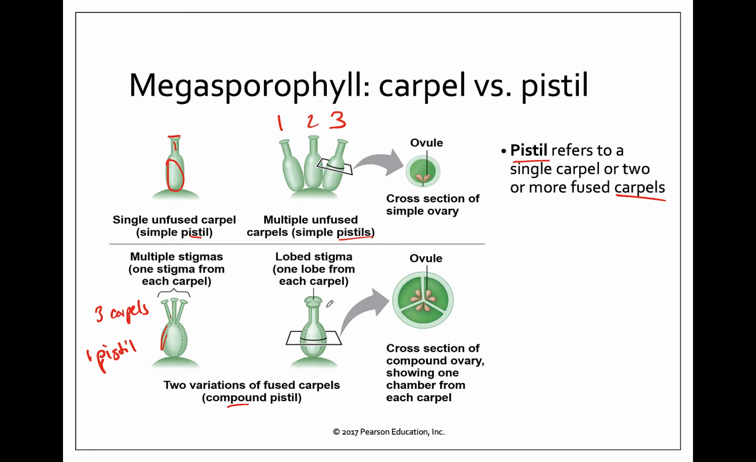Same thing here, where we have 3 lobes of each carpel, but it's compound together into 1 compound pistil, and you can see that they're kind of fused and they share these ovary walls. I'm not too worried about the distinction between pistil and carpel, as long as you use one of those terms to refer to the female reproductive organs in a flower. That should be okay.